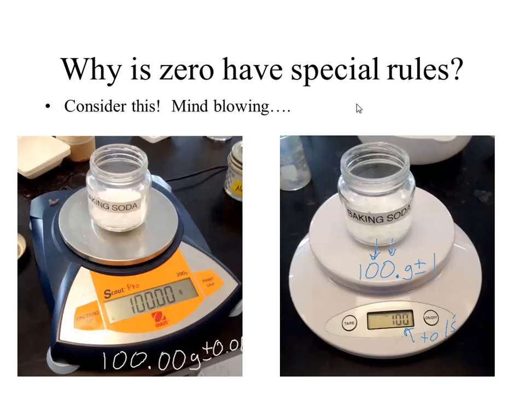There's an old way of doing it that you might see. I rarely saw it back in my day, but you put a little hat on the 0 to indicate it is a significant 0. So if you needed 3 sig figs here, 100 with the hat.